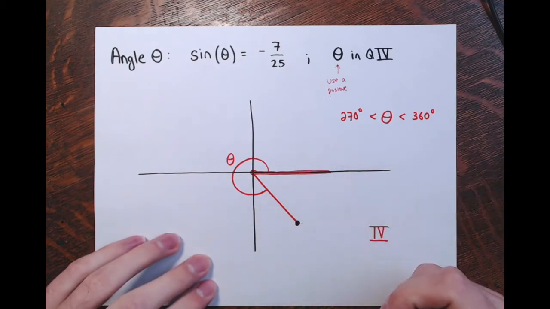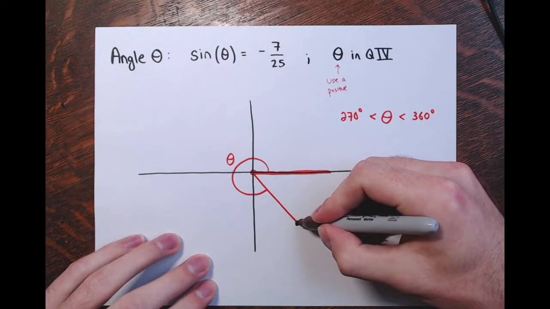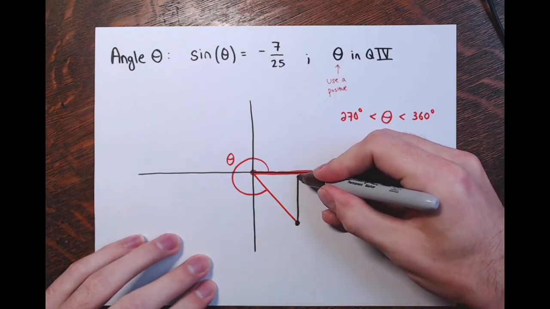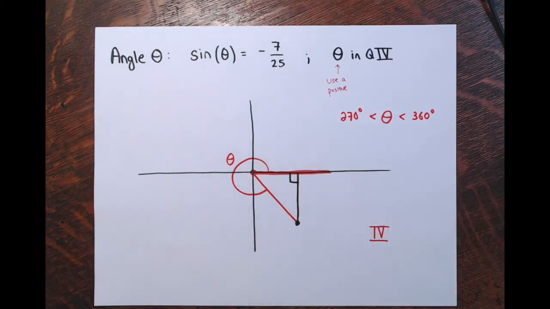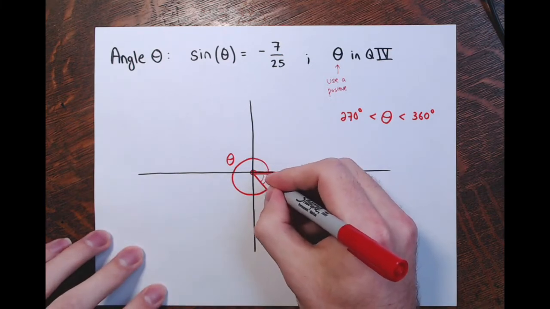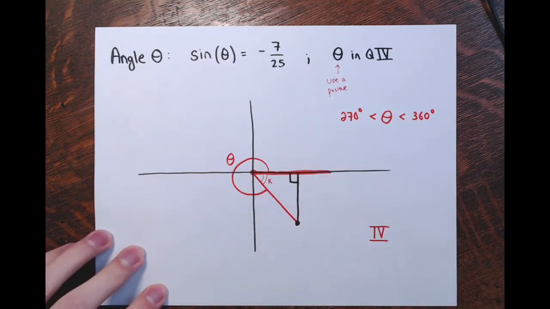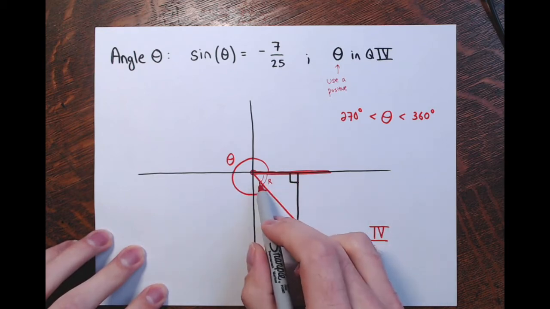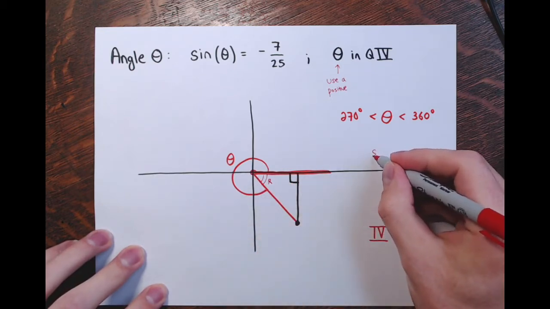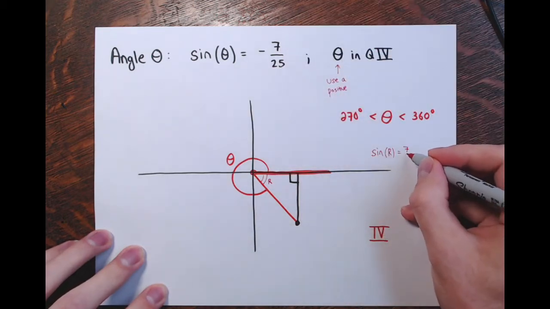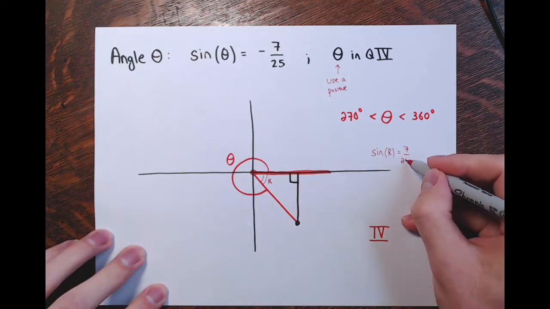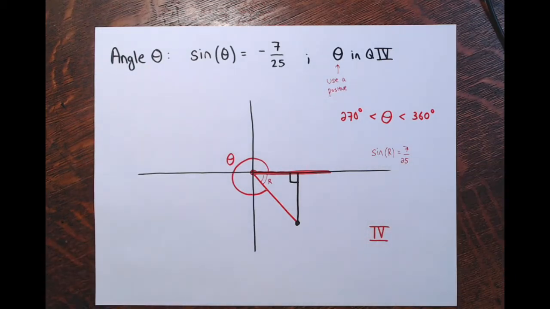It has some x coordinate, some y coordinate. I want to find out what those are and draw a perpendicular segment to the x-axis, creating a right triangle with the reference angle for theta. This angle here, I'll call it R. And I want to set up this right triangle so that the sine of the reference angle is positive 7/25, because they gave me the sine. I want the sine of the reference angle to have the same value, just positive, because reference angles are acute.